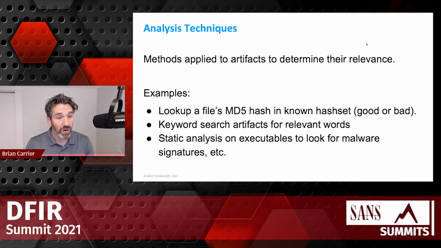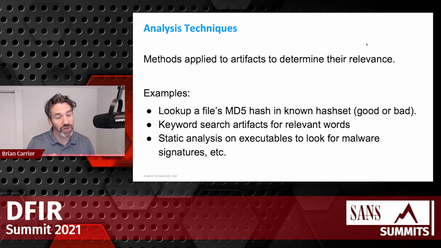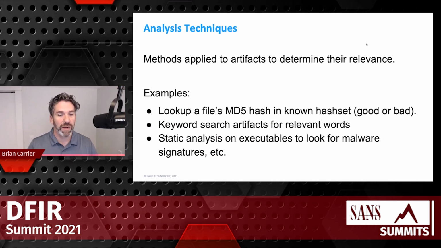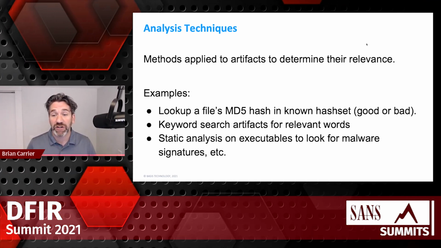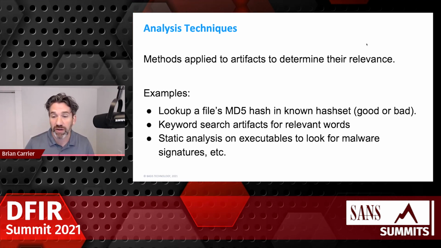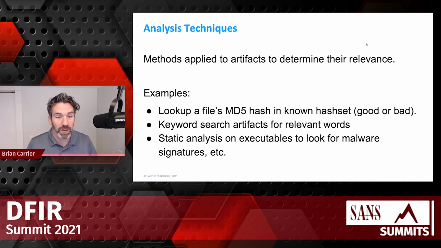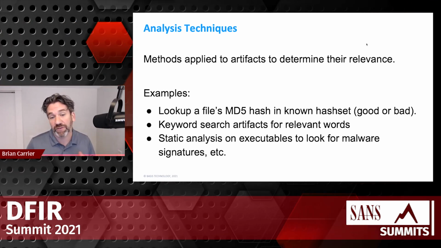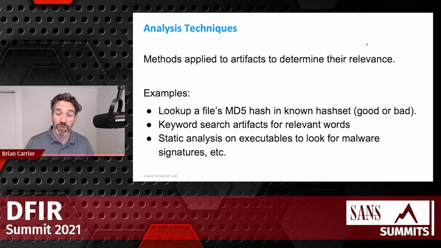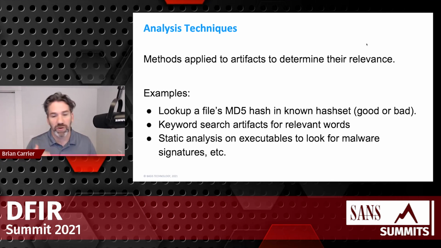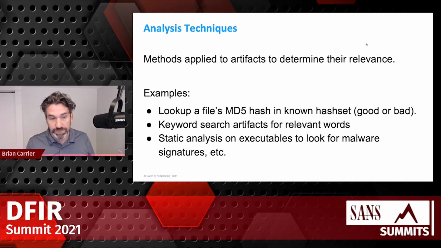So analysis techniques are the methods that you use to find that relevant data. These are all the things that were taught in SANS classes and various other places on how you do your investigation. So you look up a file's MD5 hash in a known hash set. It could be a good set of things to ignore from a baseline, or a bunch of bad things. That's an analysis technique that helps you figure out good versus bad. Maybe you do keyword searches on artifacts and files to look at the ones that could be relevant. Or maybe static analysis of executables to look for malware signatures, packing, and a bunch of other things. These are all analysis techniques you use to try and figure out what's relevant versus non-relevant.